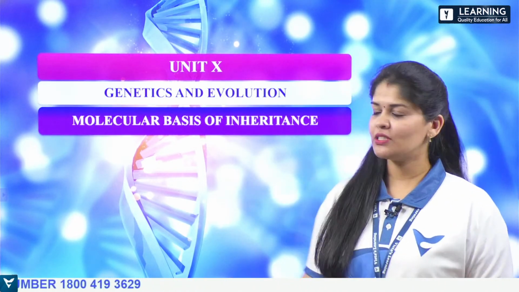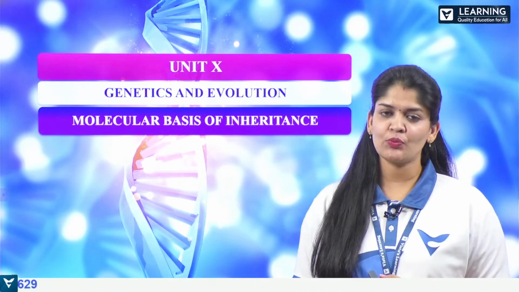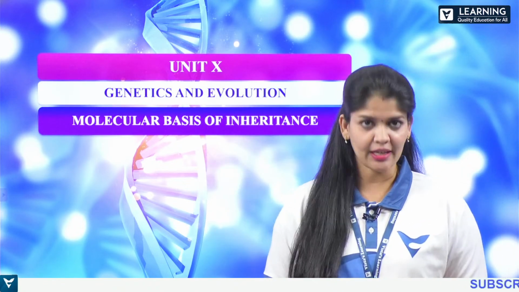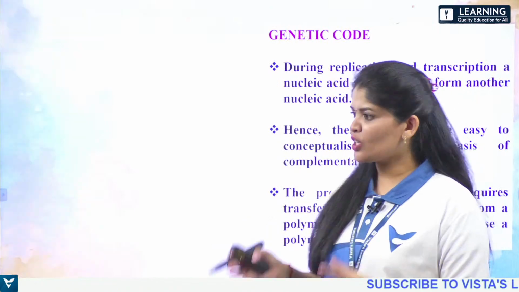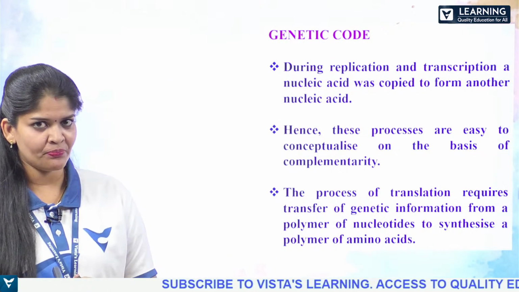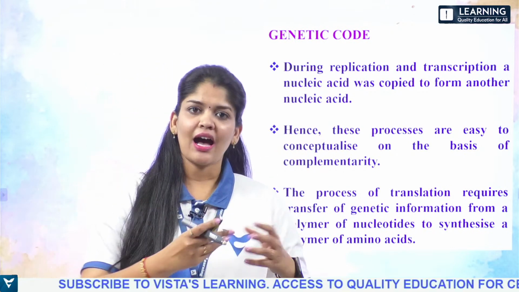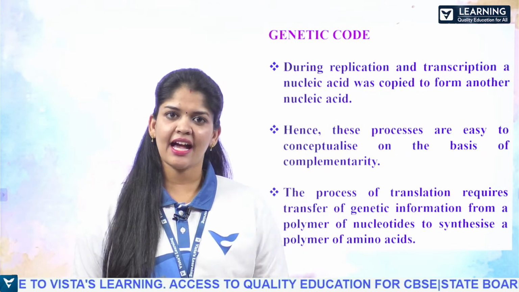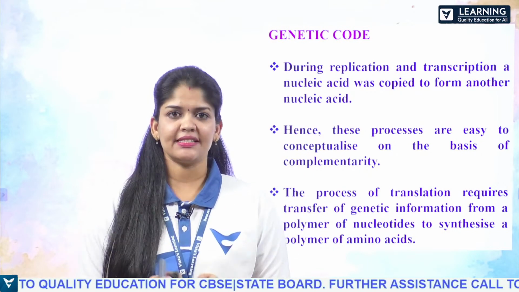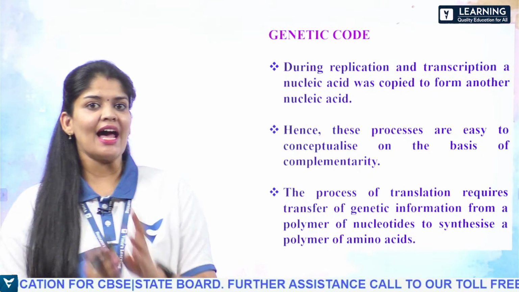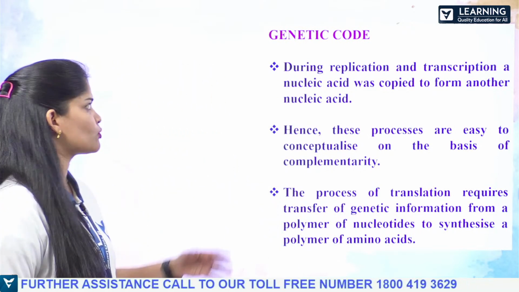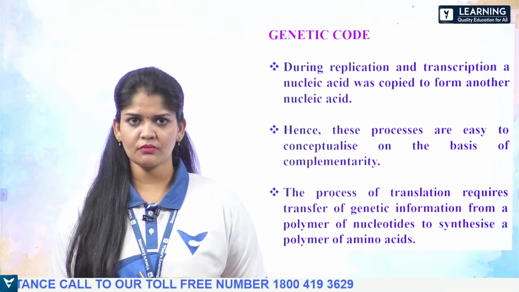We are discussing the chapter Molecular Basis of Inheritance, which comes under the unit Genetics and Evolution. In the previous session, we had a discussion about the transcription unit, different types of RNAs like rRNA, tRNA, mRNA, and also the process of transcription that happens in prokaryotes as well as in eukaryotes. In the present session, let's discuss the genetic code.